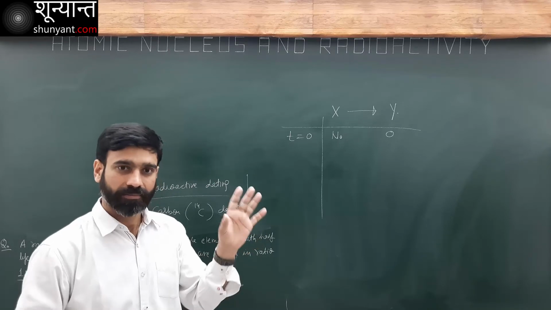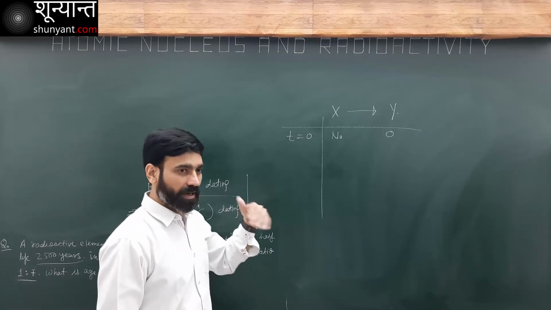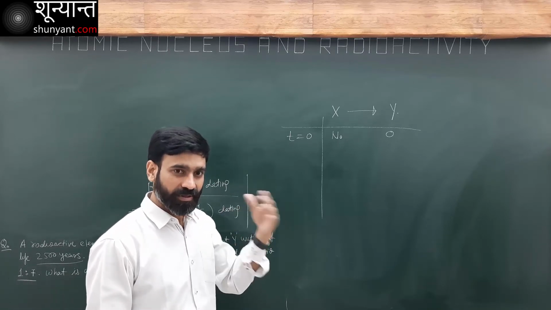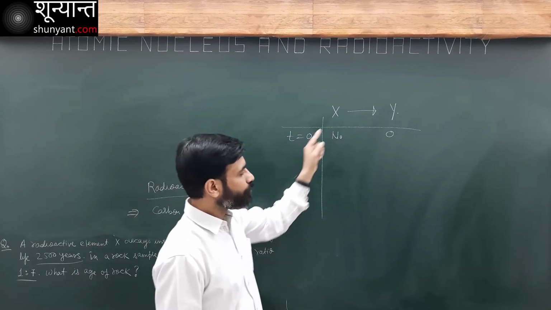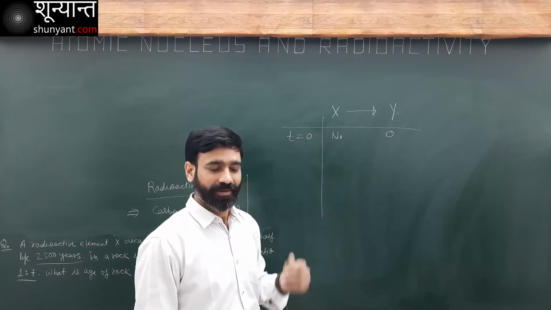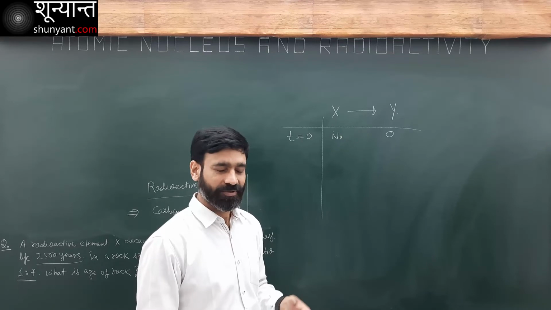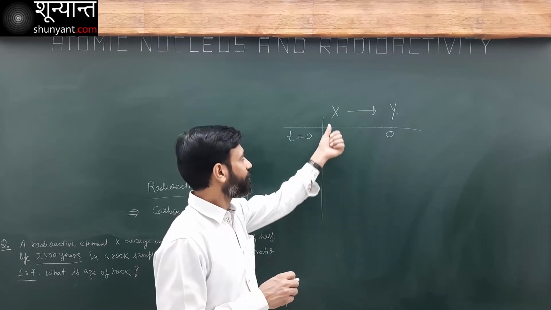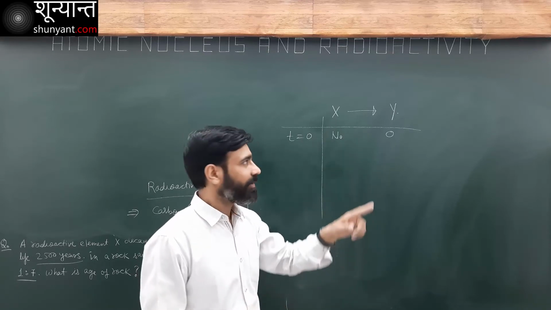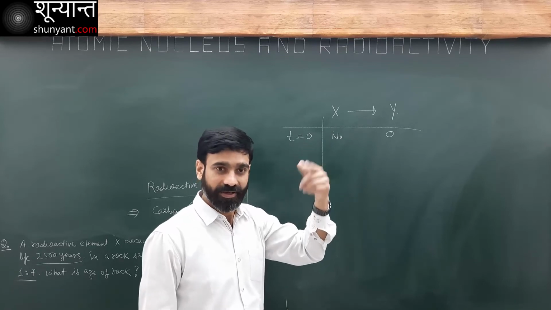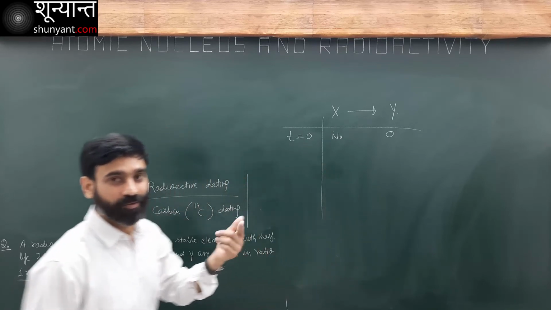Let's say N naught nuclei of X are decaying with time. X decays into Y. So in the rock sample, the amount of X will keep on decreasing and the amount of Y will keep on increasing.